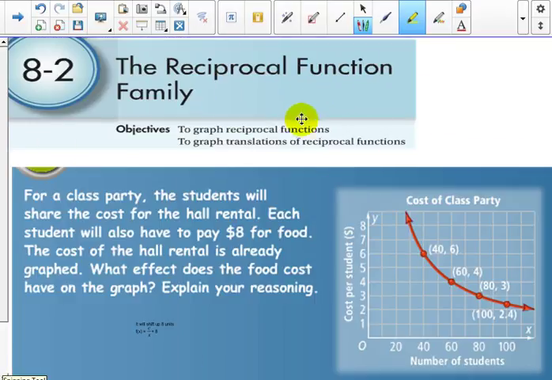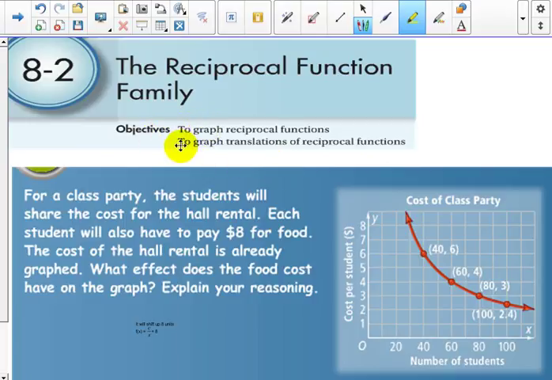Now, moving on into 8.2, let's look at this first problem here. It's just this opener, lesson opener, to get you thinking about things that are related with this lesson. So 8.2 is about the reciprocal function family. Reciprocal. That's stuff that was probably introduced in 6th, 7th grade, and we've worked with it ever since.